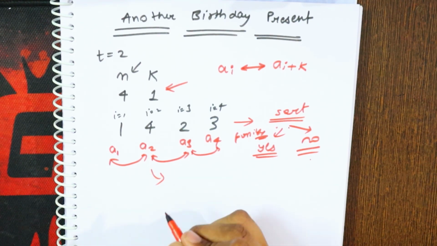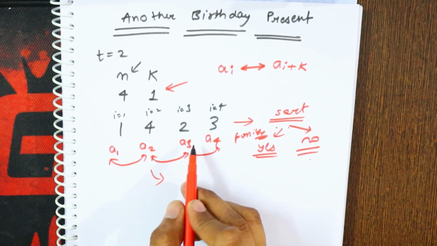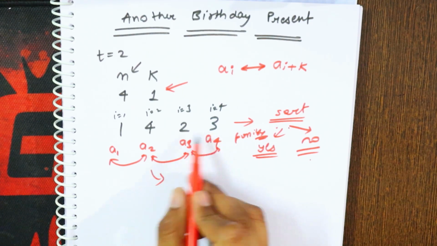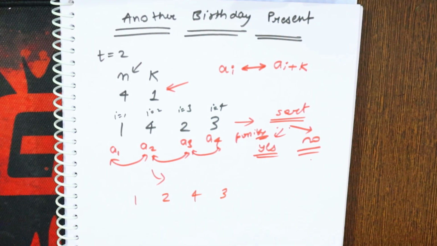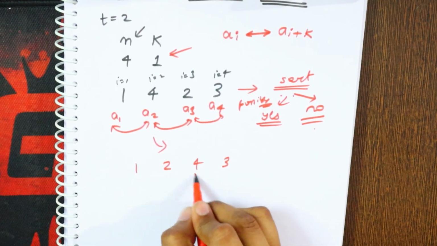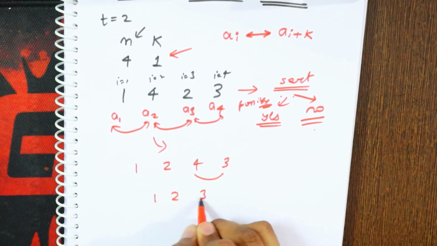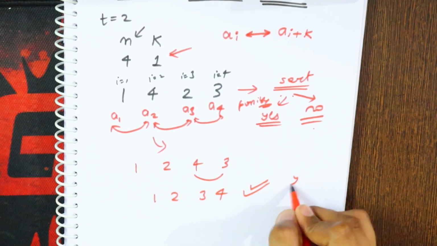So I will swap the 2 from here and I will get 1, 2, 4 and 3. Then I will swap this with this, and I will get 1, 2, 3 and 4. Yes, it is sorted. So my answer will be yes.